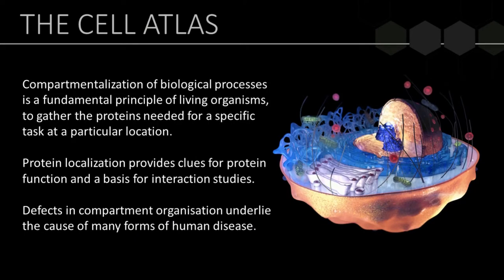Compartmentalization of biological processes is a fundamental principle of living organisms, ranging from organs to organelles, and this is in order to gather the proteins needed for a specific task at the particular location. So knowing the protein localization provides clues for protein function and serves as a basis for interaction studies. Defects in compartment organization also underlie the cause of many forms of human disease. So knowing the subcellular location of all human proteins would help researchers to understand protein function, cell biology, and disease. And this is what we try to enable through the Cell Atlas.